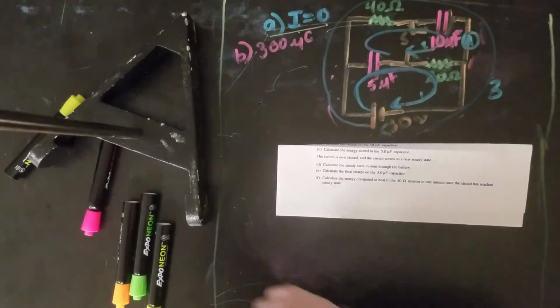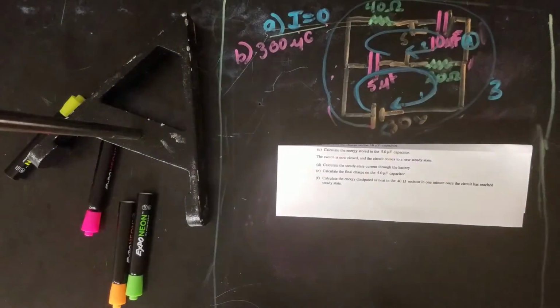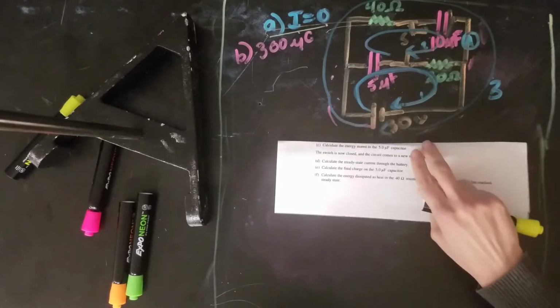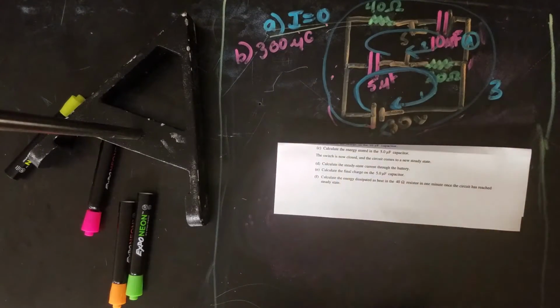Alright, so let's do part C. This one's actually a whole lot like part B. It just has a little bit different twist on it, but you're going to use the loop rule to solve it much like part B. So if I say something you're not clear on, go back and watch part B. So C wants to calculate the energy stored in the 50 microfarad capacitor.